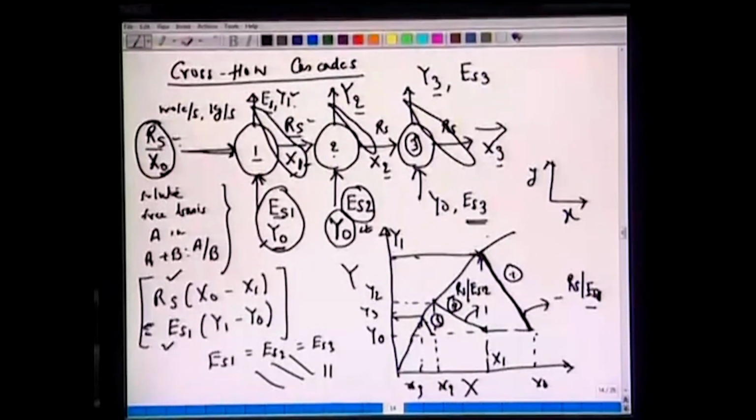And again we want to emphasize here that we are assuming these, stages 1, 2, 3, are equilibrium stages. That means all the leaving streams are in equilibrium, and their compositions fall on this equilibrium curve y equal to f(x).